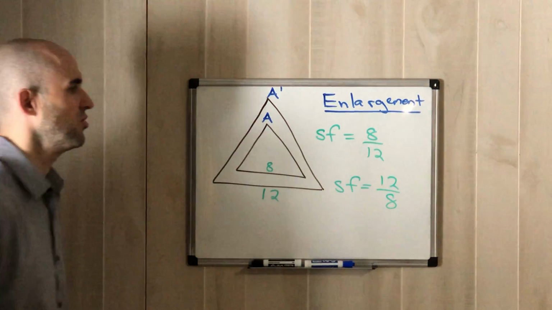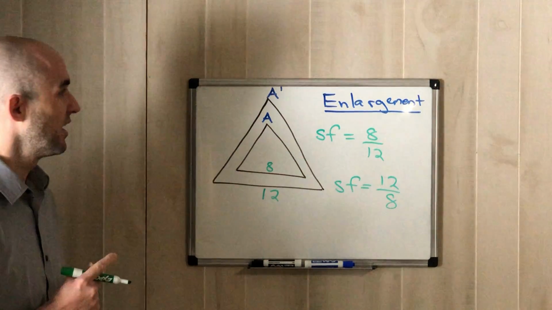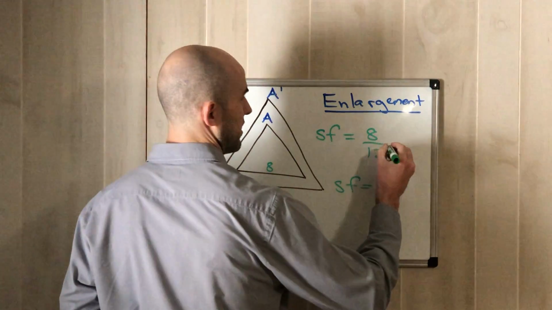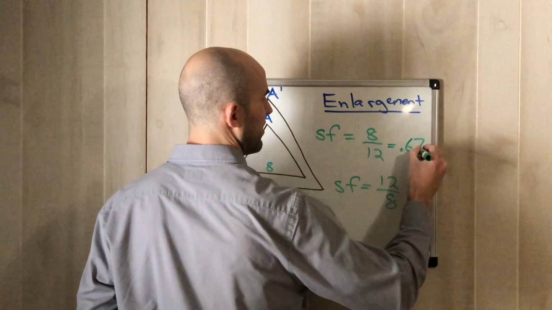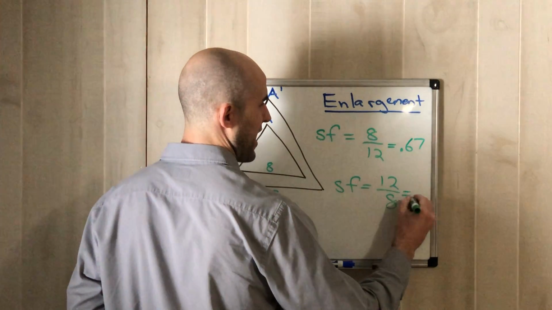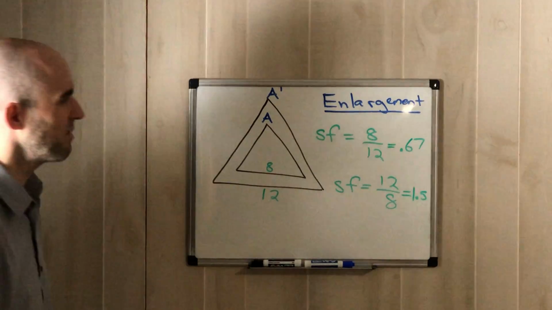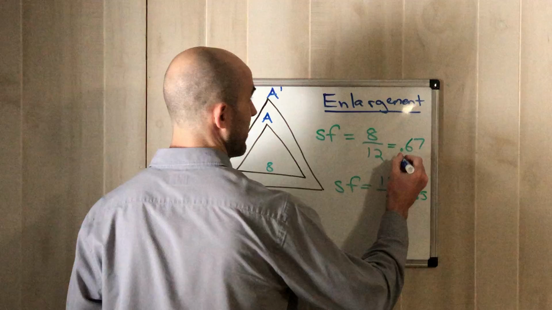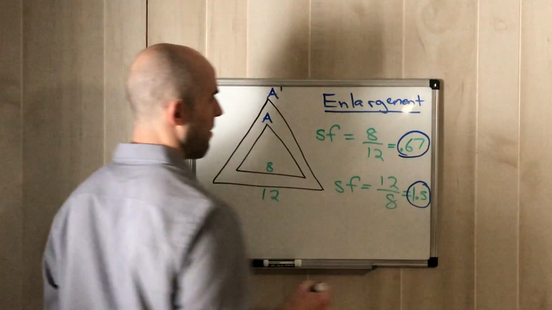And here's the issue. One of those is correct. Only one of them. You have to divide in a certain order, because if we look at this, right, 8 divided by 12 is going to give us 0.67. If we do 12 divided by 8, it's going to give us 1.5, right? And this is what I'm trying to get you guys to understand. The scale factors do matter. So scale factor 0.67, scale factor 1.5.